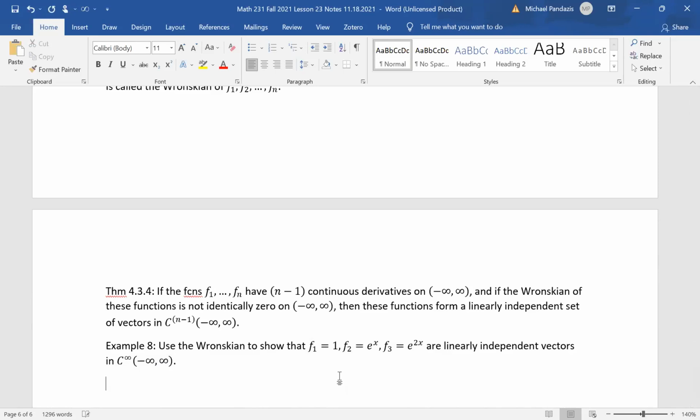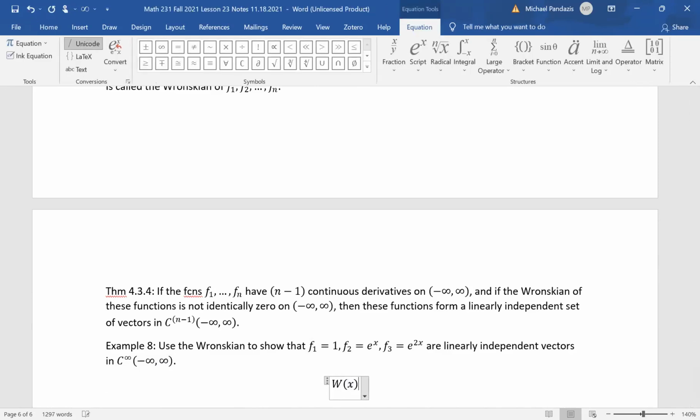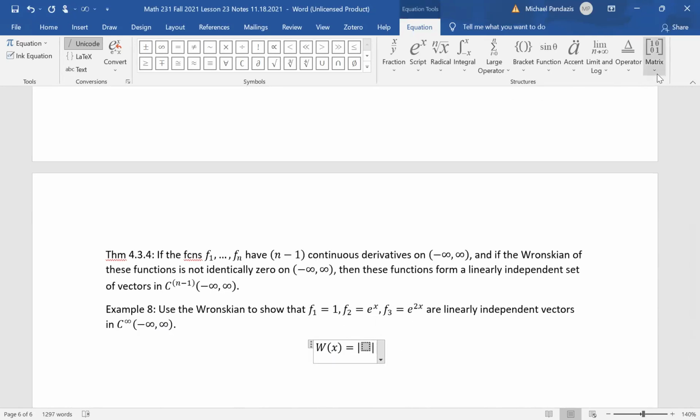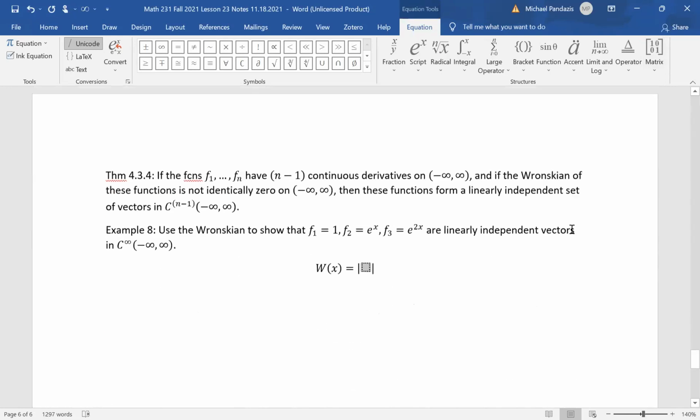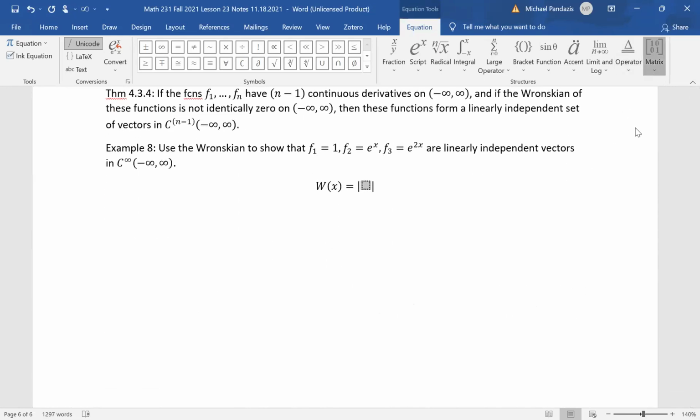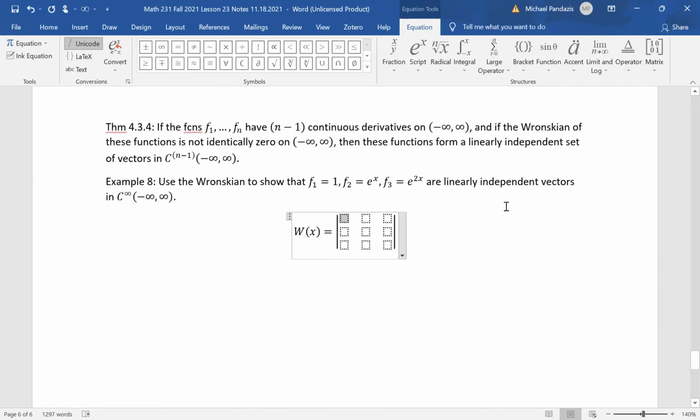Okay, so what we want to do is evaluate the Wronskian. We want to determine whether or not it's identically zero. So the question is, how do you do that? Here's an example. We have the determinant of the Wronskian.